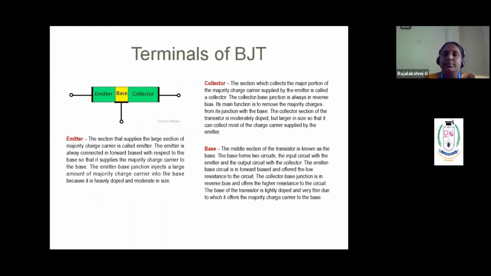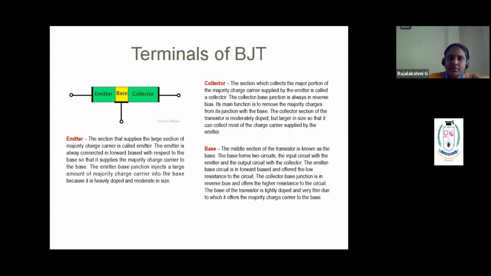Next are the terminals of the BJT. The bipolar junction transistor consists of three main terminals: emitter, base, and collector. When we talk about the three terminals, we have to look at the size of the emitter, base, and collector structures. The size of the emitter is larger compared to the base and collector.